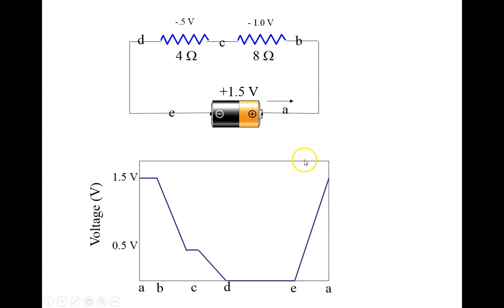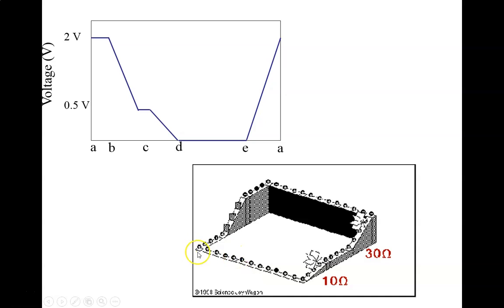Showing you this on a graph, my voltage is the same, I drop 1 volt, my voltage stays the same in the wire, drops, et cetera. Again, this is similar to the roller coaster analogy. No matter what, my voltage has to end up at the same height.